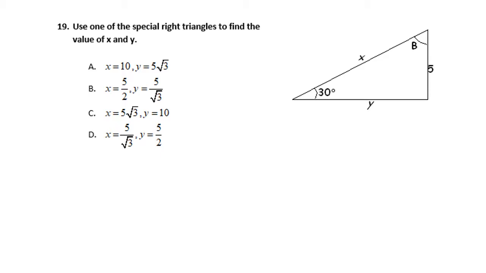Question 19. Use one of the special right triangles to find the value of x and y. A, x equals 10, y equals 5 root 3. B, x equals 5 halves, y equals 5 over root 3. C, x equals 5 root 3 and y equals 10. D, x equals 5 over root 3 and y equals 5 halves.